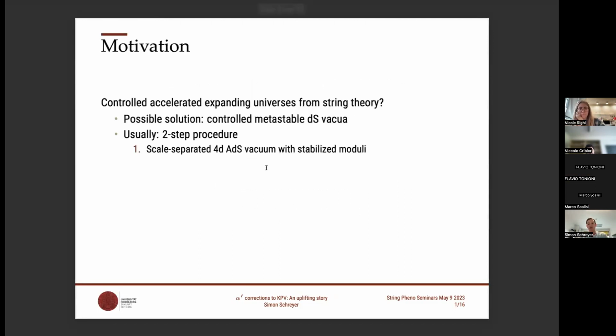Okay, so one of the most important, or arguably the most important, questions of string Pheno still remains whether we can achieve controlled accelerated expanding universes from string theory. One possible solution is controlled metastable de Sitter vacua, which is usually achieved in a two-step procedure. The first step consists of constructing a scale-separated 4D ADS vacuum with stabilized moduli.